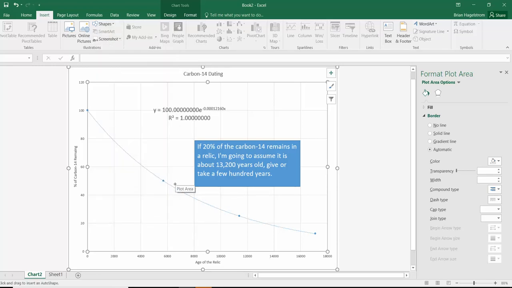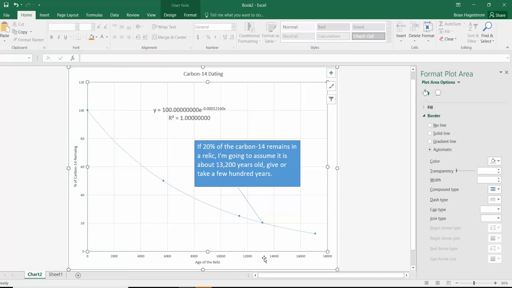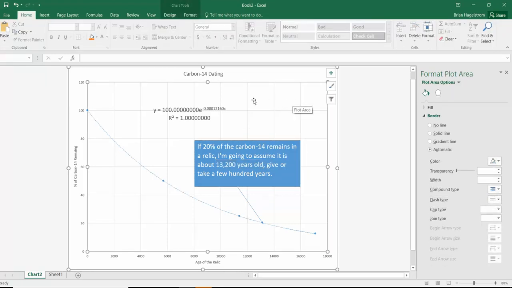Another thing I could do maybe as well is go ahead and get a little arrow and point out in the graph where that 20% is in my prediction, just kind of get it together here, right there. And then people can get a visual image as well that it is just slightly over 13,000 years old. So now we got a professional looking graph, we got an equation that can be used, and we can continue to make other predictions with carbon-14 dating.